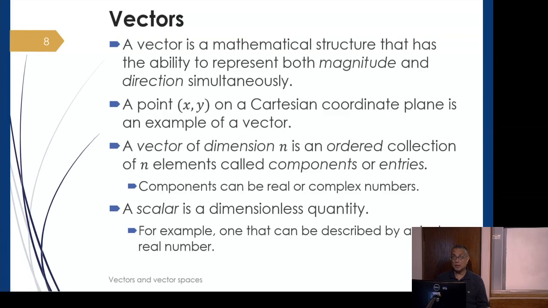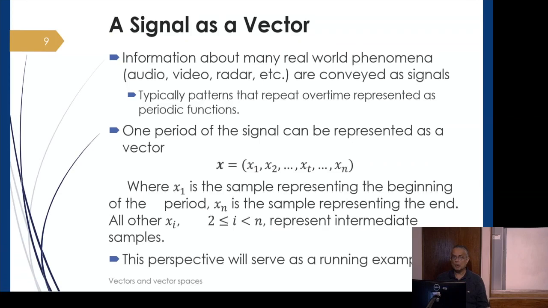And many times when we want to represent information from the real world, such as audio signals, video, radar, many, many different types of signals, and these are usually patterns that repeat over time, represented as periodic functions, then we can think of writing the signal as a vector with elements x1 through xn. x1 is the sample of this vector representing the beginning of a period. xn is the sample representing the end of a period. And intermediate values xi are values between the beginning and the end of the period. And we will be coming back to this way of thinking about signals. Instead of writing out a full signal, a sampled vector representation is a useful way of manipulating them when we need to in future lectures.